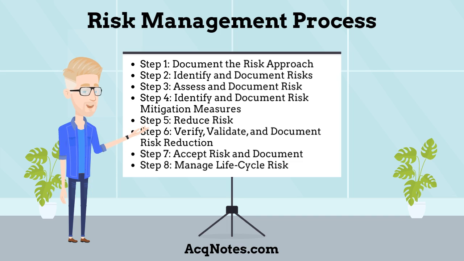The risk management process consists of 8 steps and should be detailed in the risk management plan. Step 1. Document the risk approach. Step 2. Identify and document risks. Step 3. Assess and document risk. Step 4. Identify and document risk mitigation measures. Step 5. Reduce risk. Step 6. Verify, validate, and document risk reduction. Step 7. Accept risk and document. And finally, Step 8. Manage lifecycle risk.